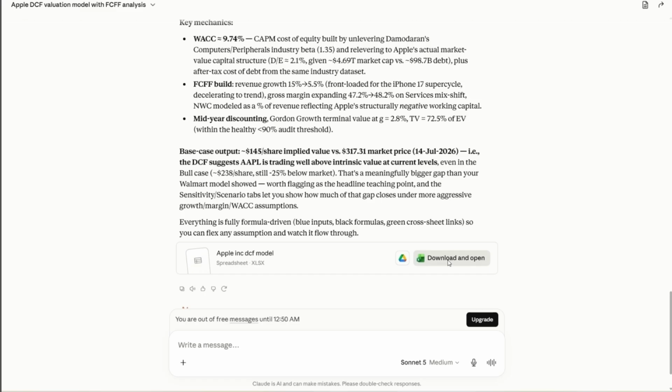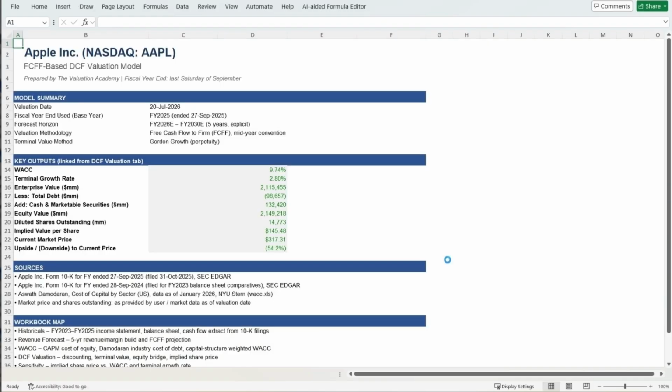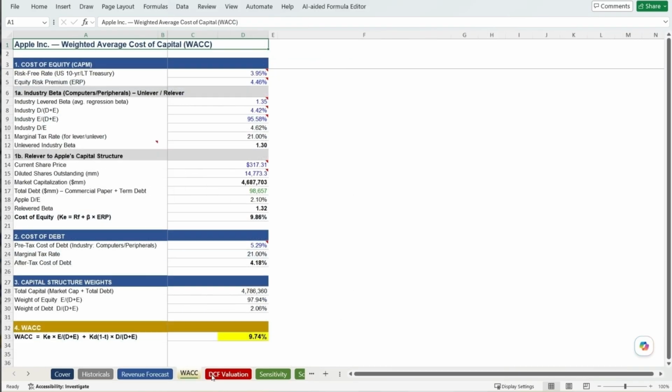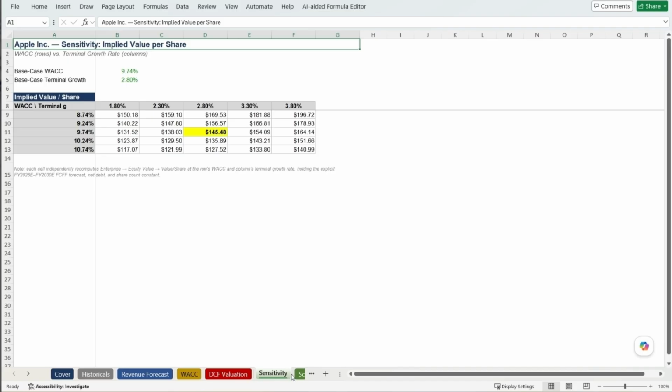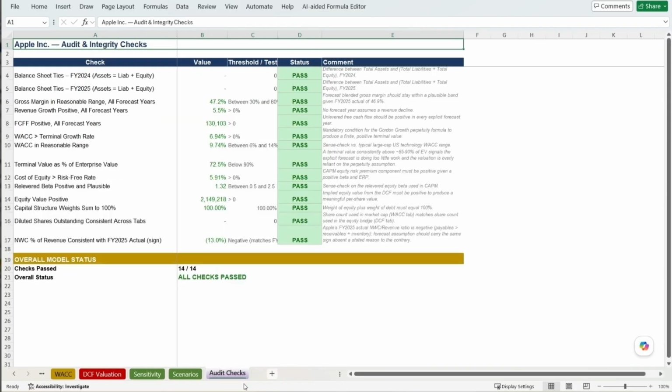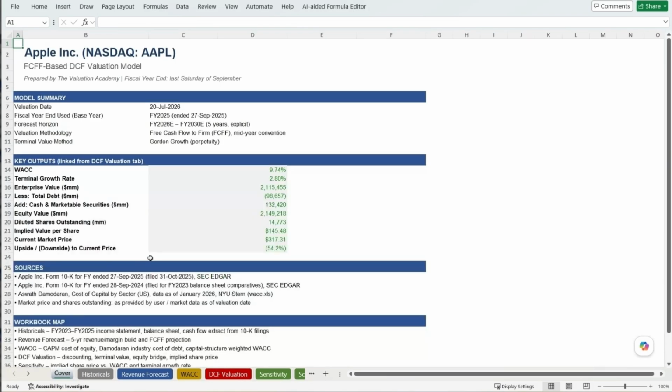So we see that we have the Apple DCF model, which we will download and open. So here's the model. It has the cover sheet, the historicals, the revenue forecast, WACC calculations, DCF sensitivity, and it also has scenarios and then audit checks. So the model is well structured.